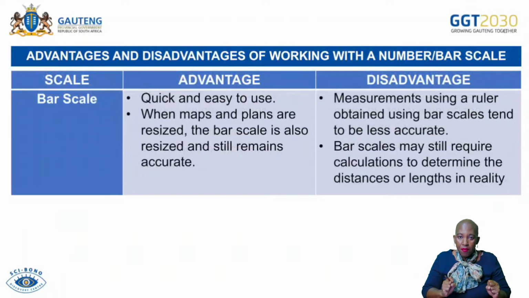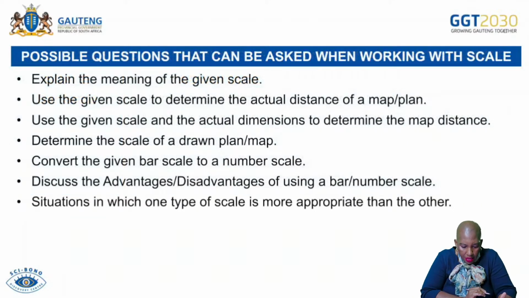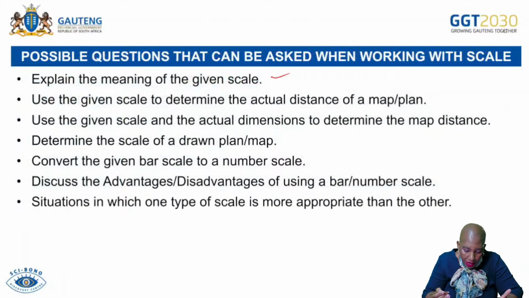Remember from that example, we converted the bar scale into a ratio scale, and then we were able to do our calculations. Now, what are the possible questions? These are the possible questions that can be asked when working with scales. Number 1, explain the meaning of the given scale. We have done that. You will see when we do the activities now. And then use the given scale to determine the actual distance of a map or a plane.